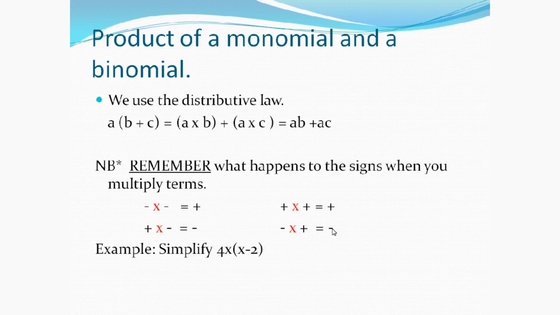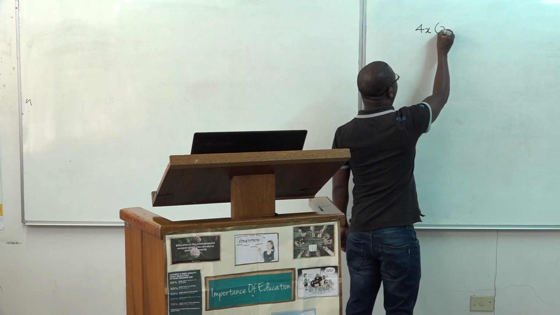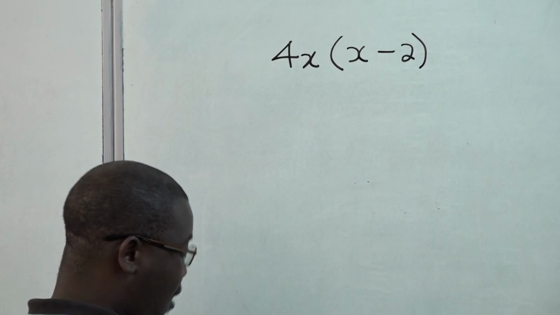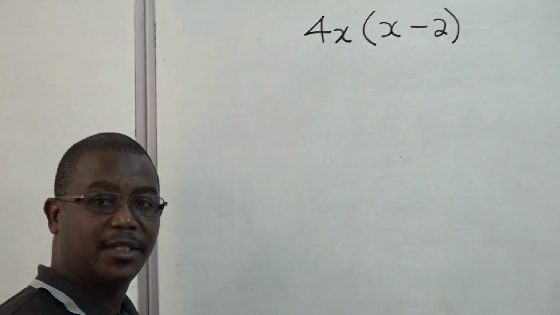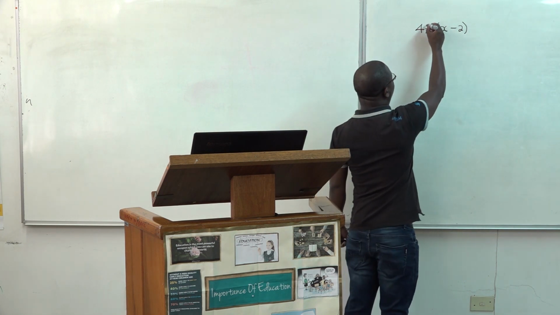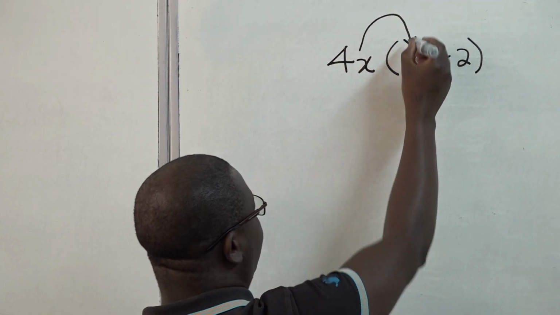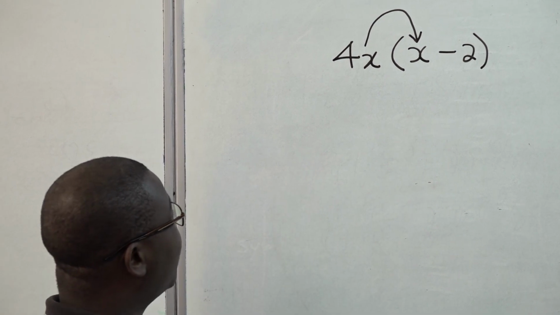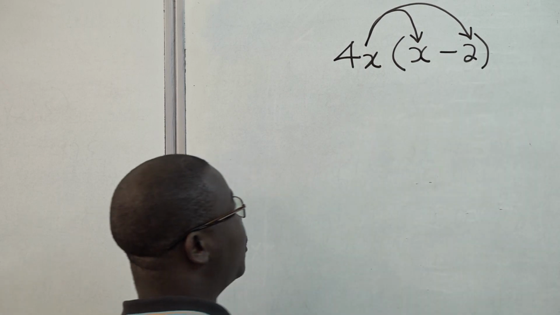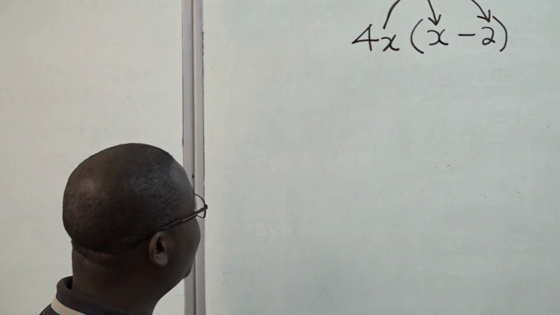I will show it on the board. 4x multiplied by x minus 2. Most of our textbooks will demonstrate this by the use of an arrow. And using the distributive law, the 4x multiplies the x. And after that, the same 4x will multiply the minus 2. Let's see how this is going to pan out.